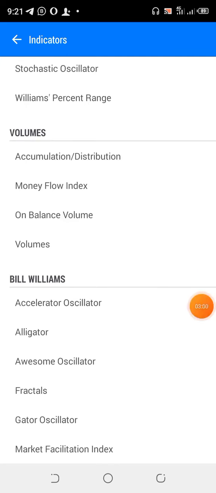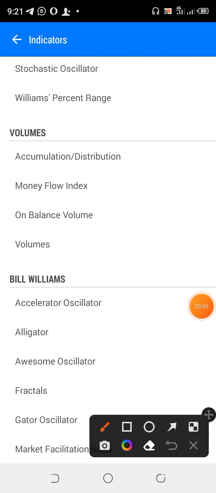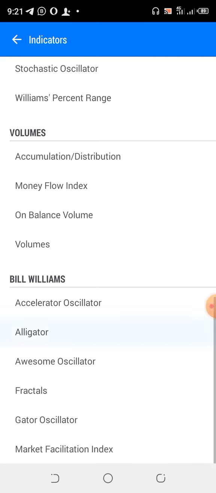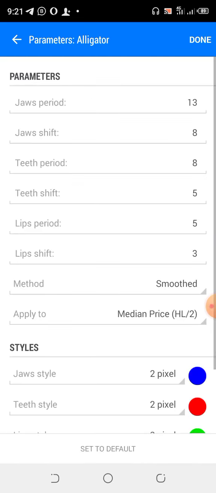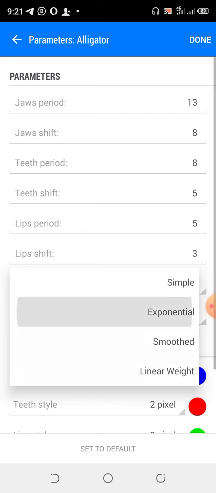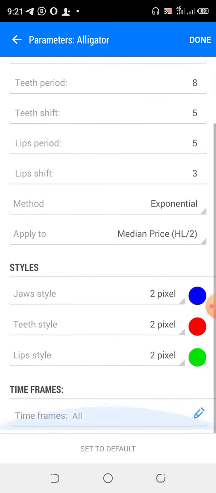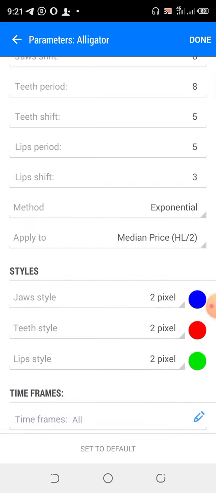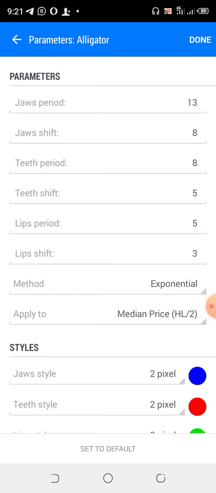We are adding alligator. So here is our alligator. That is what we are adding. So let's add it first. This is the default settings. All right, this is default settings, but I prefer exponential personally. I will leave the colors like this. I prefer exponential.